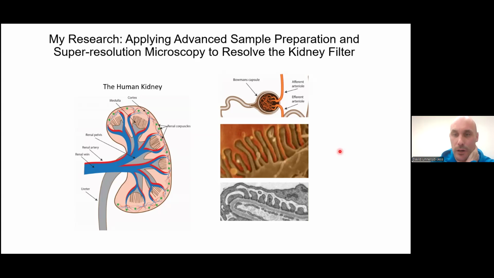Okay, so I'll just spend a few minutes talking about how I'm using these protocols. We are looking at the kidney. The kidney basically filters blood, creates urine, and in this process it tunes the salt and sugar concentrations in the blood, and also takes care of water excretion, etc. The filtration of the blood takes place in the glomerulus.